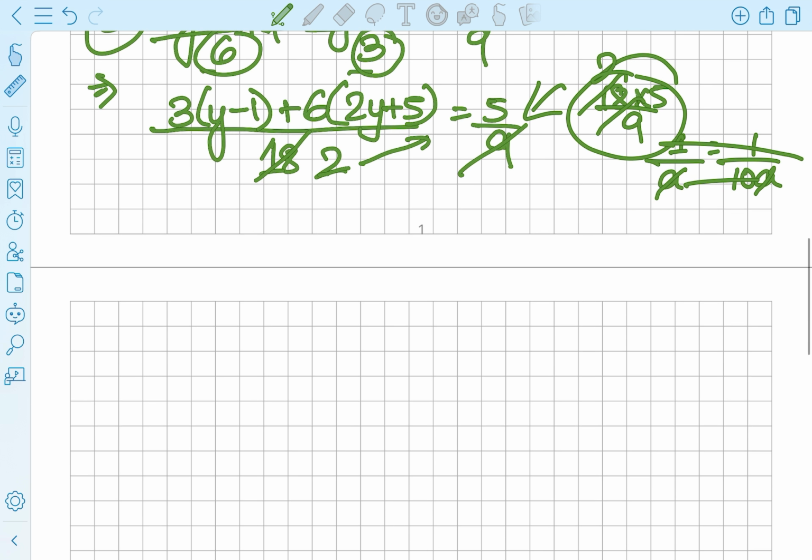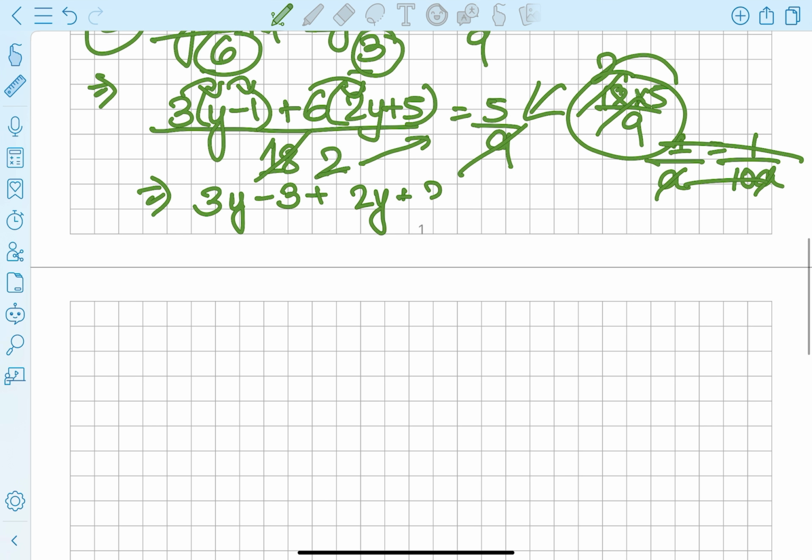Okay. After that, let's multiply the 3 into this. 3y minus again 3 minus 3 plus 6 into 2y, 12y plus 6 into 5, 30. We will have to send the 2 over here. We have to send the 2 upwards. Okay, that is the catch. Let's send it. It becomes 5 into 2.